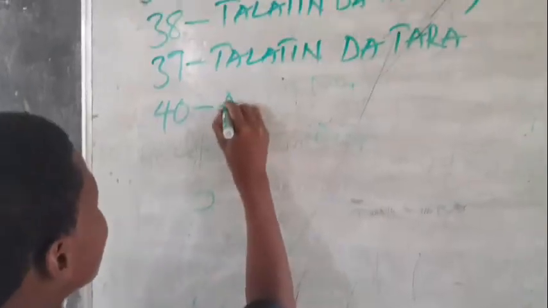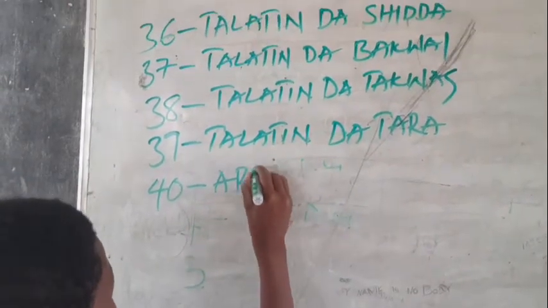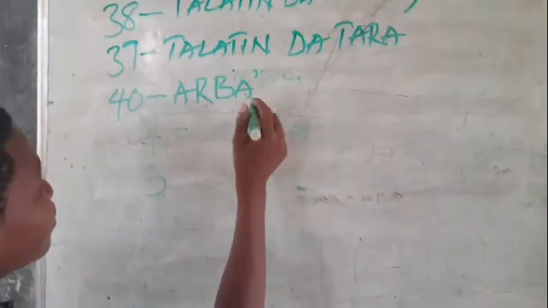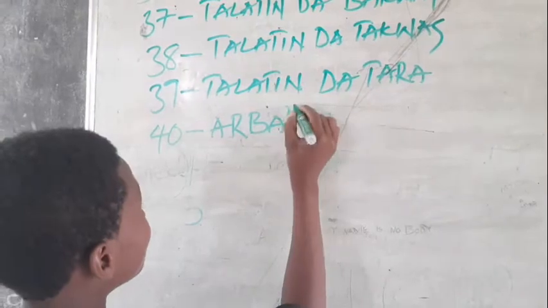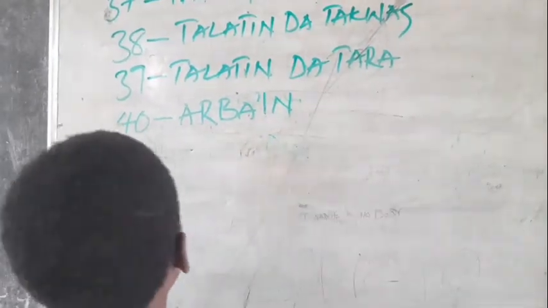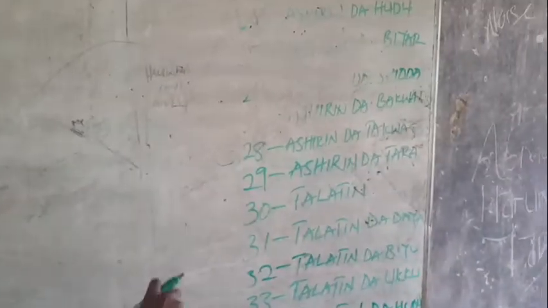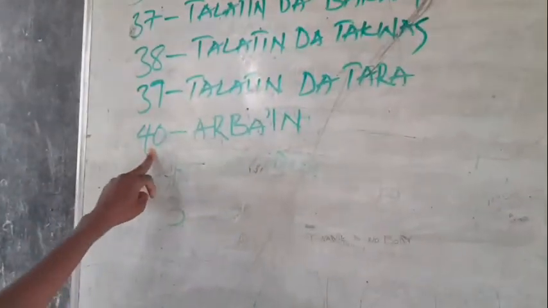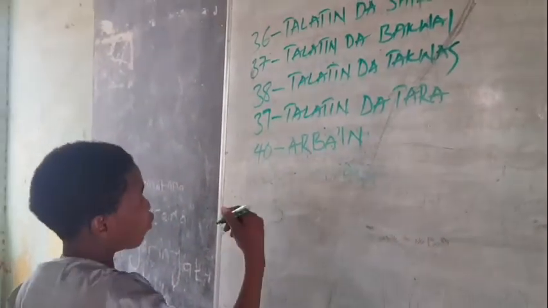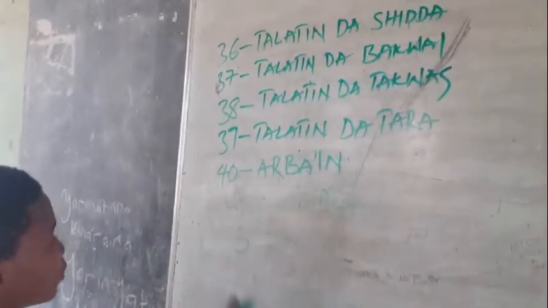40, Arba'in. There's a comma here because there's an apostrophe here. Arba'in. See here where we stopped at Talatin. Now we have reached 40, which is called Arba'in. While continuing, even though I did not continue, by seeing the example here, you can continue it. But let me just continue.